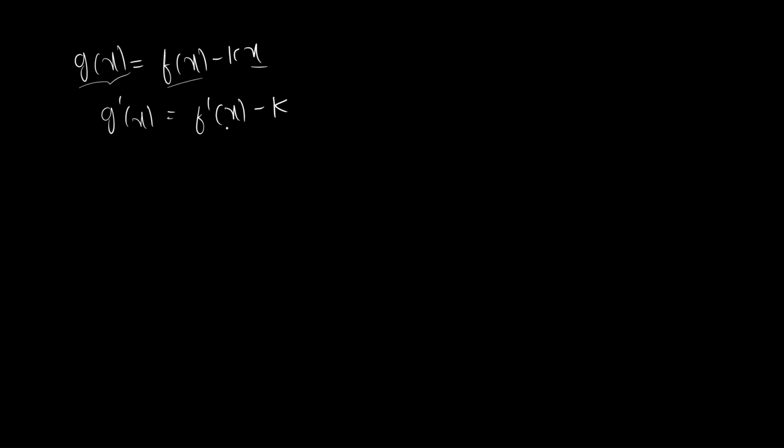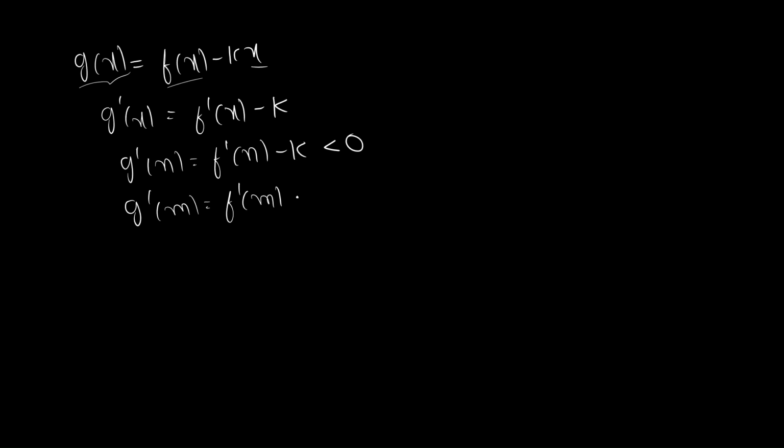But before we do that, let us define a function g of x is equal to f of x minus kx. Since f of x is differentiable in a comma b and x is also a differentiable function, g of x can be differentiated. G dash of x is equal to f dash of x minus k. If I substitute n in place of x, I get g dash of n, and we know that this quantity is less than 0 from the given conditions. Similarly, I get g dash of m is equal to f dash of m minus k, which is greater than 0 from the initial conditions.